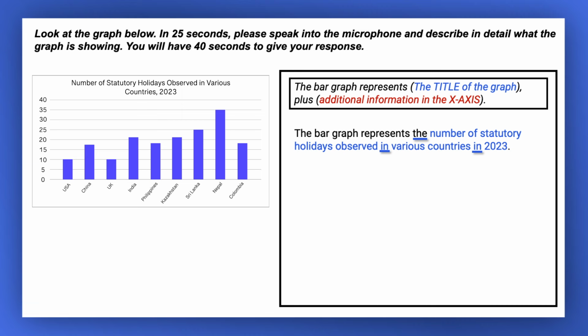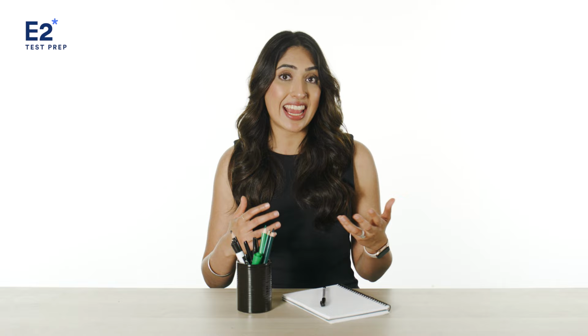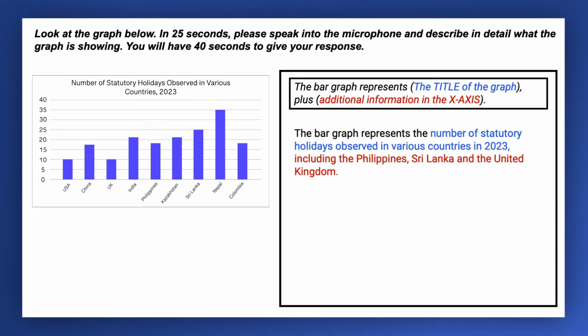But we can also add some additional information from the x-axis if we want. Now it says, the bar graph represents the number of statutory holidays observed in various countries in 2023, including the Philippines, Sri Lanka, and the United Kingdom. A line graph nearly always has time elements such as days, months, or years across the x-axis. However, a bar graph or bar chart can have practically anything plotted along the x-axis, and very often this information doesn't appear in the title. However, if appropriate, you can add this information like we've done here in this introduction.